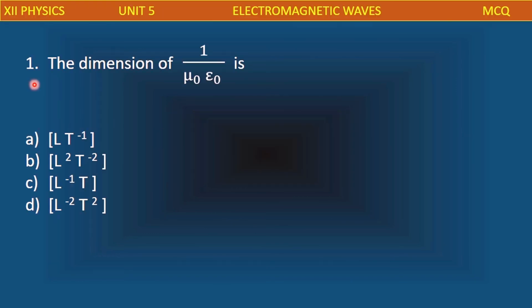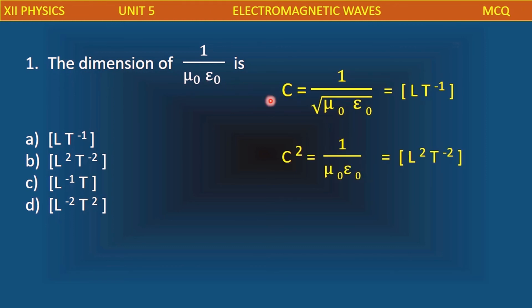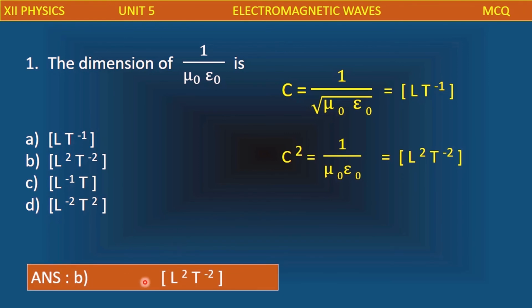Evaluation. First question, the dimension of 1 divided by mu naught epsilon naught is? We know that the velocity of light c is equal to 1 divided by square root of mu naught epsilon naught. The dimension of velocity is given by L T minus 1. To remove the square root, we square on both sides of the equation. So c square is equal to 1 divided by mu naught epsilon naught. The dimension of c square is L square T minus 2. So the dimension of 1 divided by mu naught epsilon naught is L square T minus 2. So the answer is option B, L square T minus 2.